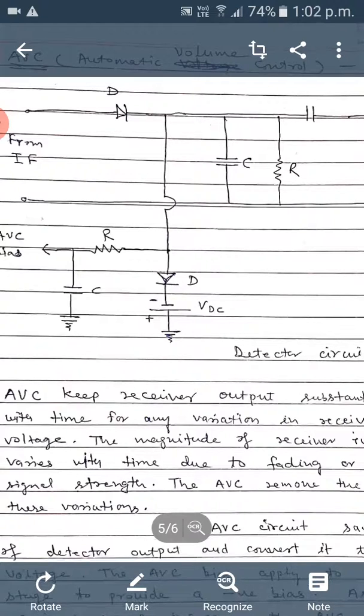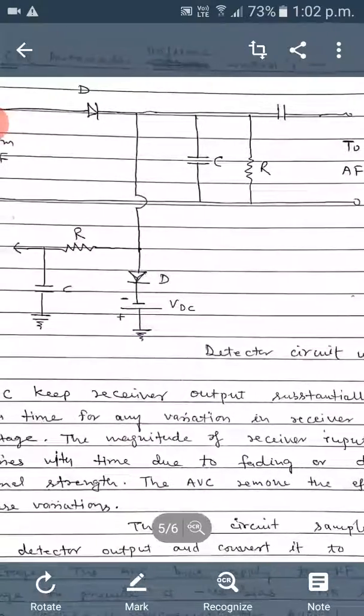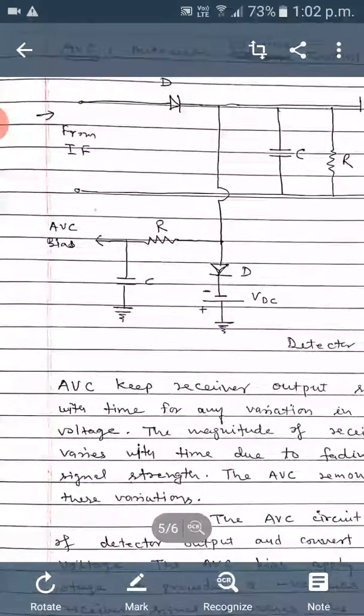So in this case it is a circuitry where some fraction of samples is taken from the intermediate frequency amplifier, and then it is going to the audio frequency amplifier, and one part is taken from the detector, which generates the AVC bias, automatic volume control.